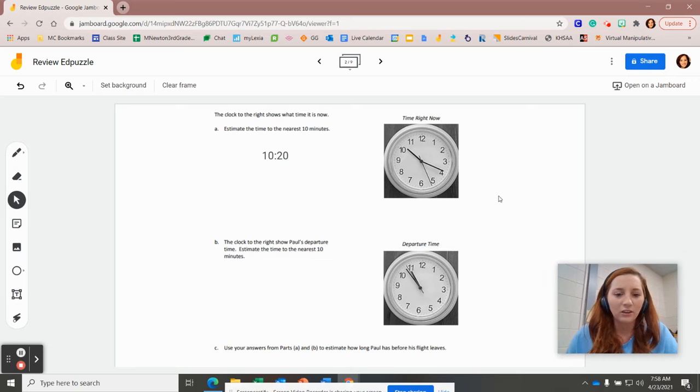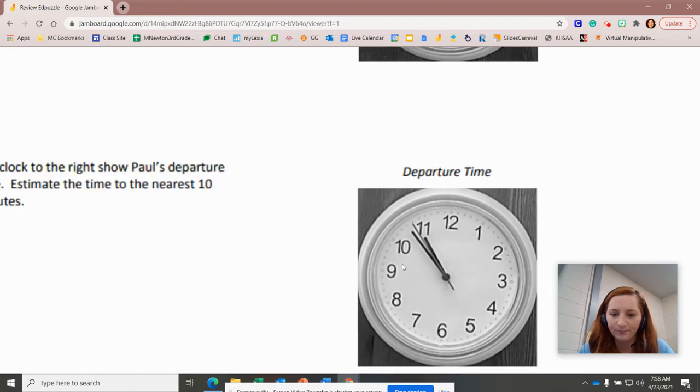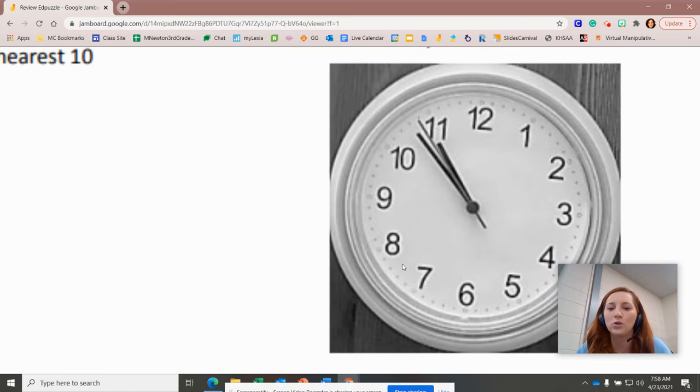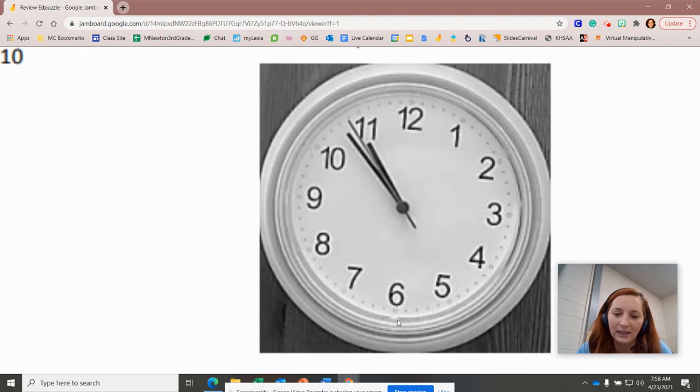Part B says the clock to the right shows Paul's departure time. Estimate the time to the nearest 10 minutes. So first we have to be able to tell the time. So let's zoom in. Now this one's tricky. Remember, whenever the minute hand gets on this side of the 6, the hour hand starts pointing to the next hour. It gets closer to the next hour because the hour hand never stops moving. So here, it's not quite on the 11, but it's really, really close. But it's past the 10.